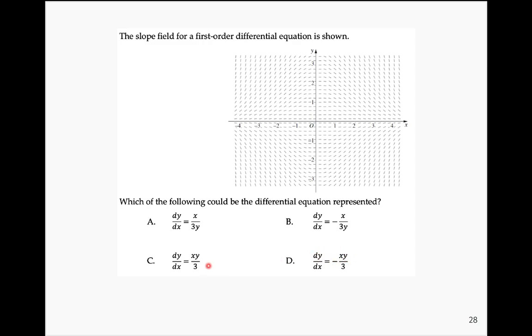And maybe same with that one. Okay, but these, if x and y are positive, you get a positive value. So I've knocked out a and c. So now is it x on 3y or is it xy on 3? Well, you can just maybe try a point. You can pick a point like 4, 1, say.